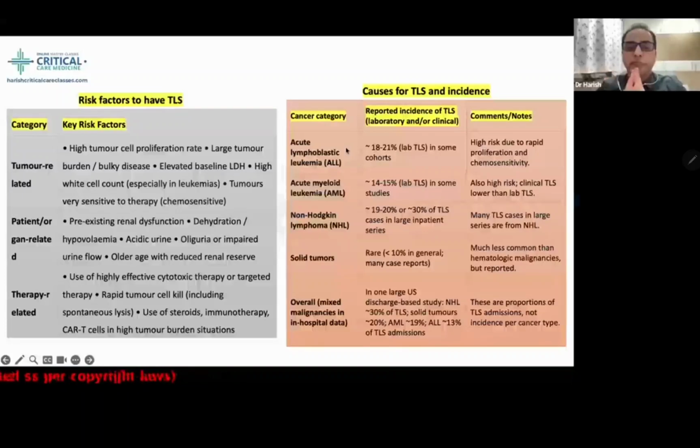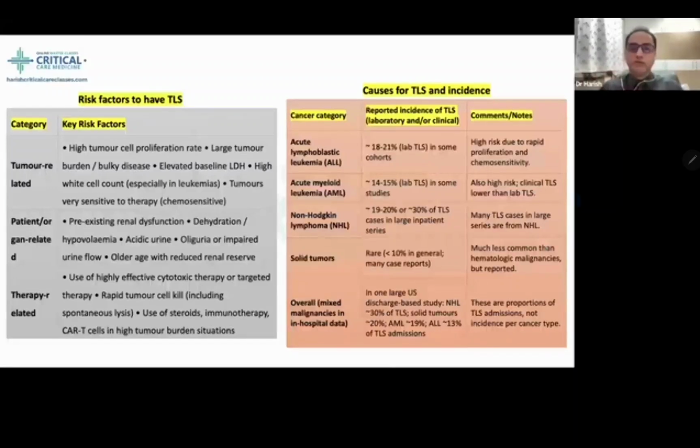There are some hematolymphoid malignancies which have a high incidence of satisfying lab criteria for TLS but may not meet the clinical criteria. There is a difference in the published data. So what are the risk factors to have TLS?